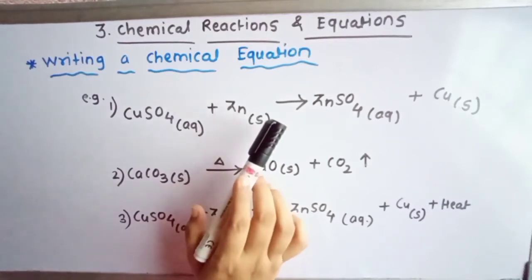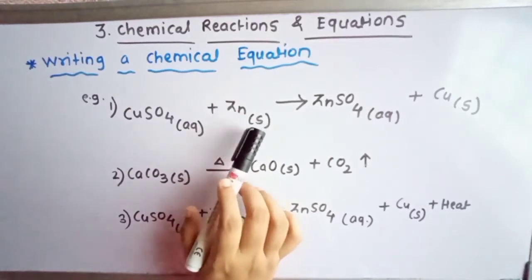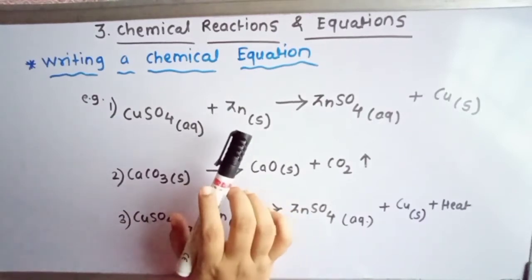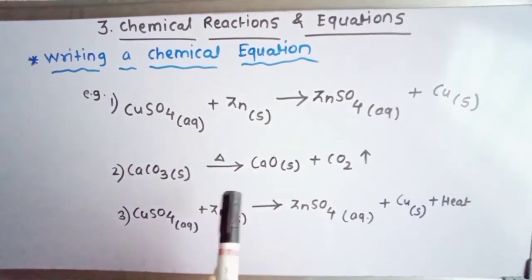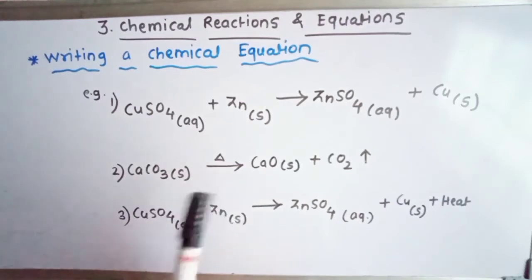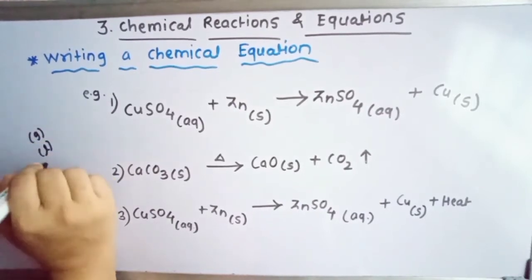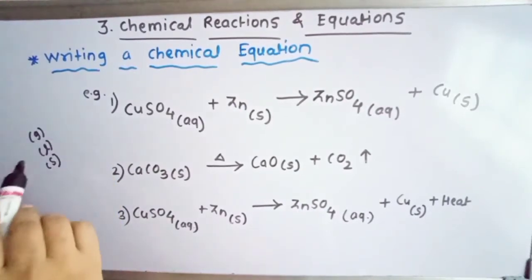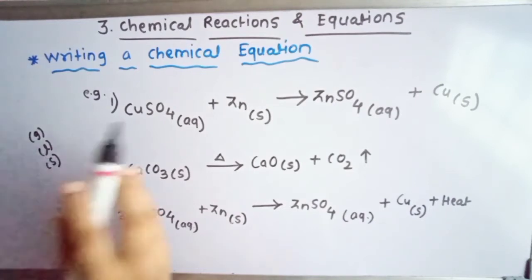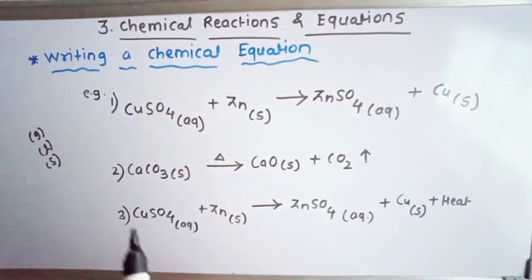S for solid, okay? L for liquid, G for gas, okay? So the gaseous, liquid and solid states are symbolized as G, L and S respectively, like this in brackets. G for gas, L for liquid, S for solid, okay? This is clear to you. The reactants or products present in aqueous solution state, meaning in the form of solution in water, are indicated with AQ, okay? Like this. So the fourth rule is clear to you.